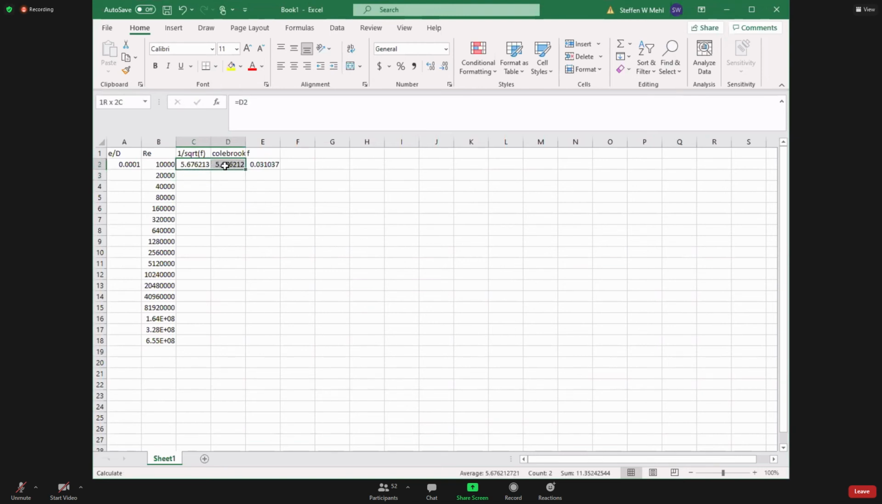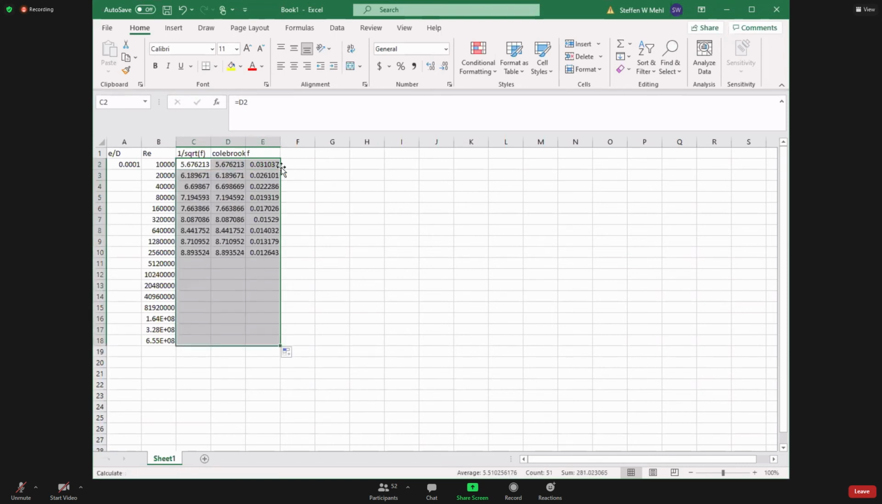And now we can just fill this down. And now we have, for different Reynolds numbers, what that friction factor is.